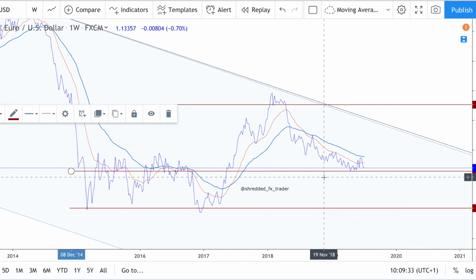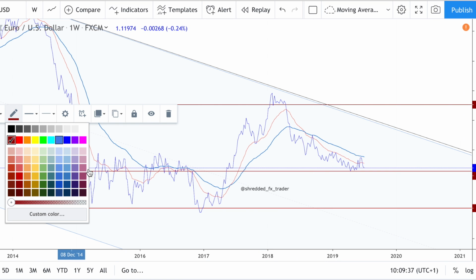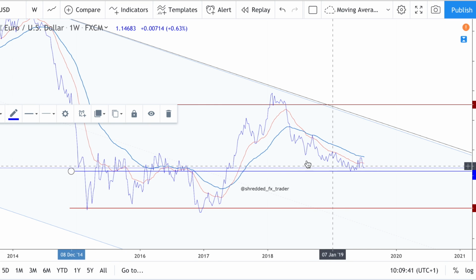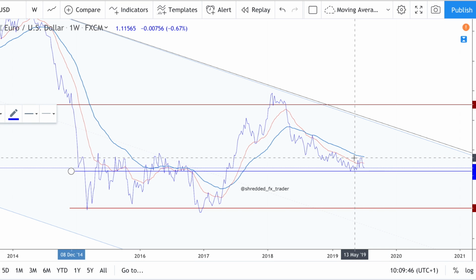Okay, so that is going to be our weekly level. So I'm going to change this color to the blue one. Okay, and obviously now we're going to do the weekly resistance level. Again, obviously we're looking at the swing high. You can see there that's a good level.